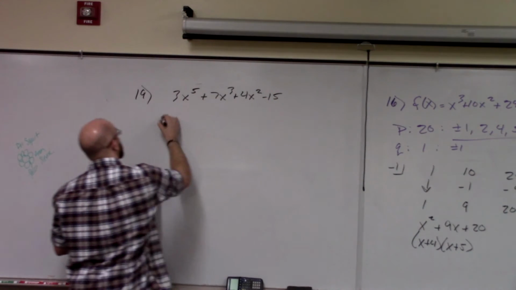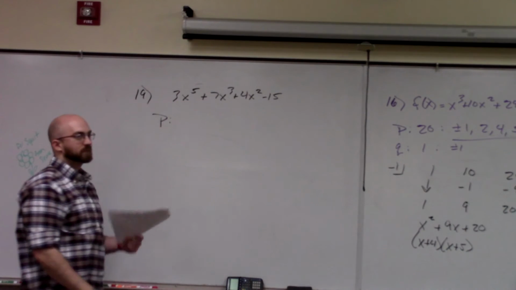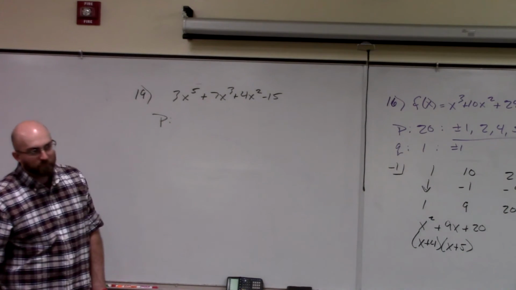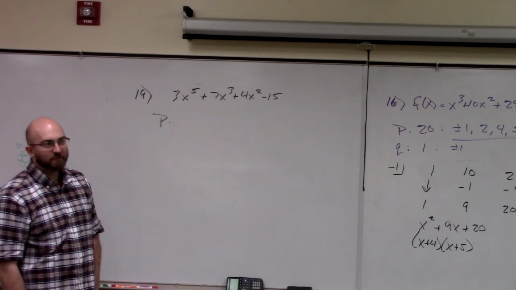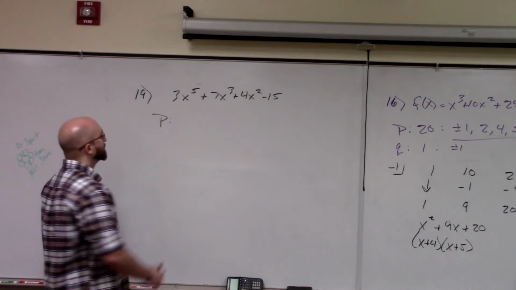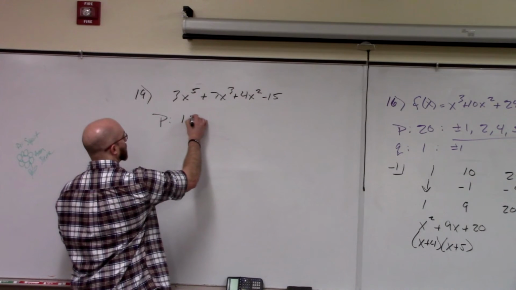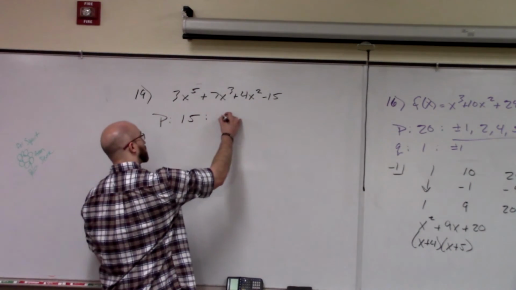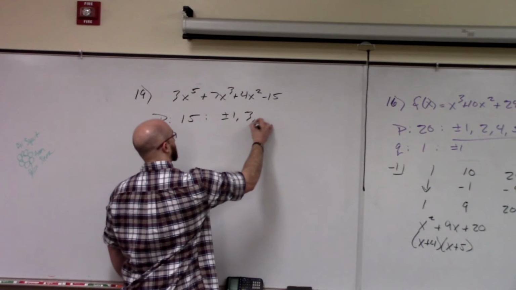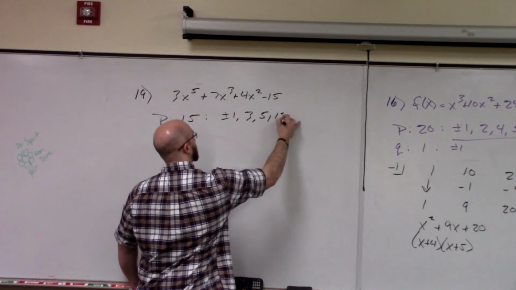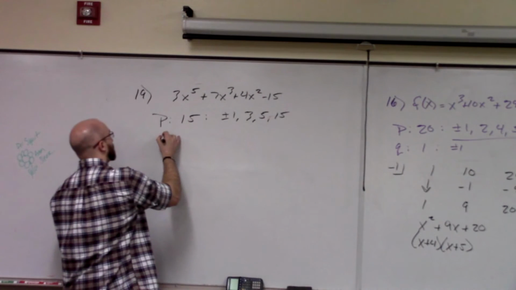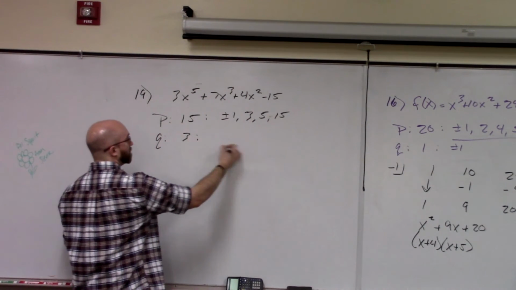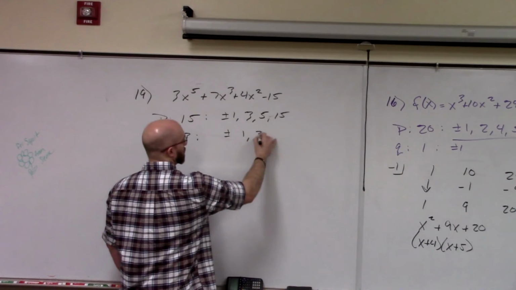So if it's a negative, are they still going to be plus or minus? Correct. Because it's plus or minus 17. Yeah, these are factors. Factors of 15 are 1, 3, 5, 15. What's my Q? 1 and 3. Factors of 3 are 1 and 3.